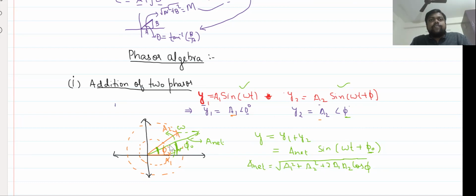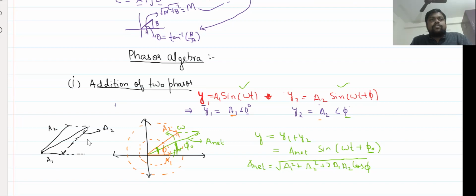So this phi naught you can write as, these two vectors are there. Once again I'm drawing here this one, another vector is this one. Addition of these two vectors is the resultant vector here. So for the resultant vector, this is A2 only, this is A1. So this line length will be nothing but A2.